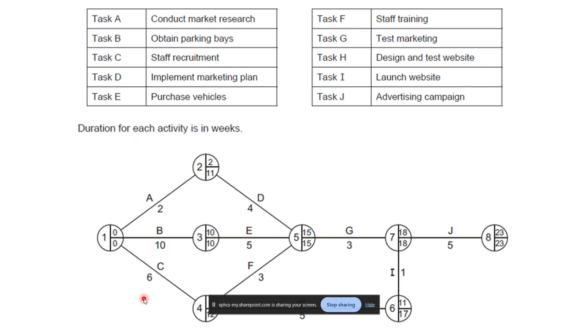Activities A, B, and C can be done at the same time. That's what this represents. Activity D, on the other hand, which is implementing the marketing plan, relies on task A, conducting market research, to be done first. You can't do task D until task A is complete. Task G down here, test marketing, relies on activities D, E, and F having been completed first. So that's what these three lines going into this node represent. We can't start activity G until we've done all of the other activities.